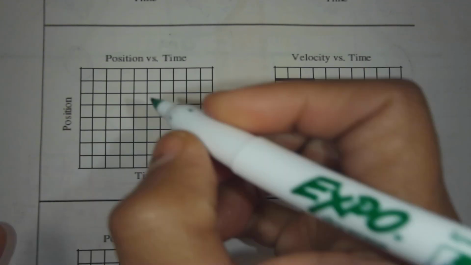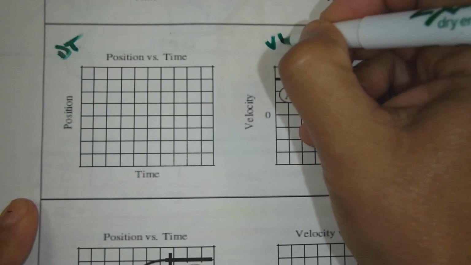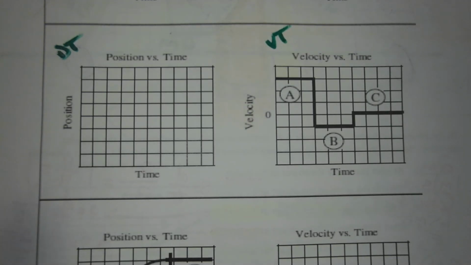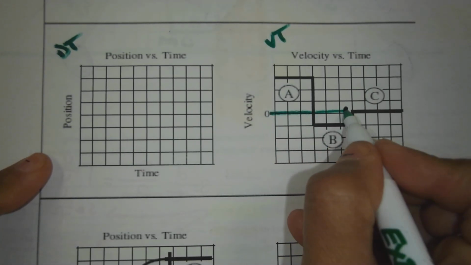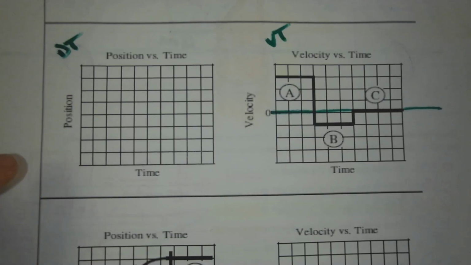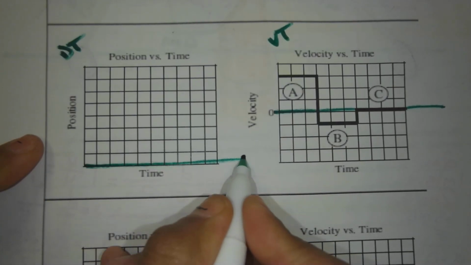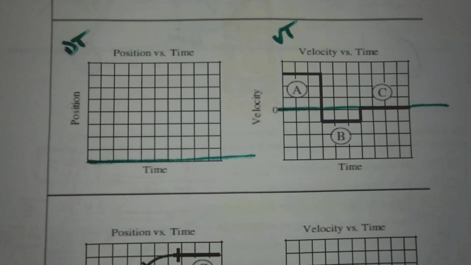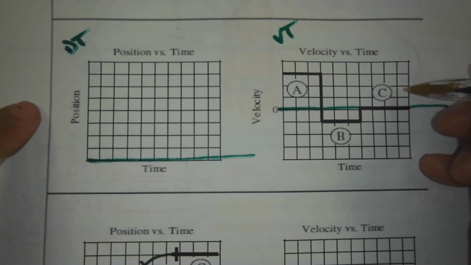Step 1, analyze DT, VT, and x-axis. Okay, now let's check out what each section is. There are 3 sections on this VT, so I need to draw 3 sections on the DT graph. Let's start off with the easiest one. The easiest one would be rest.